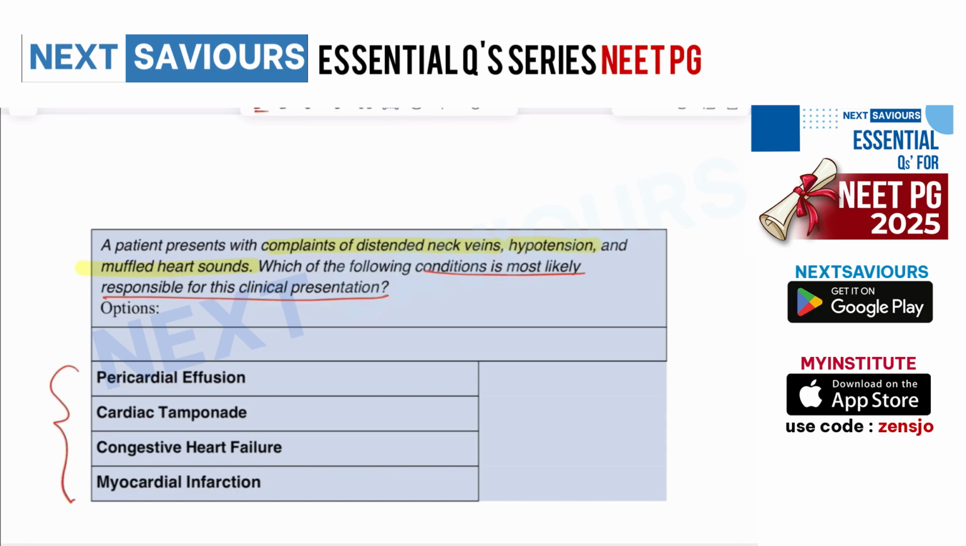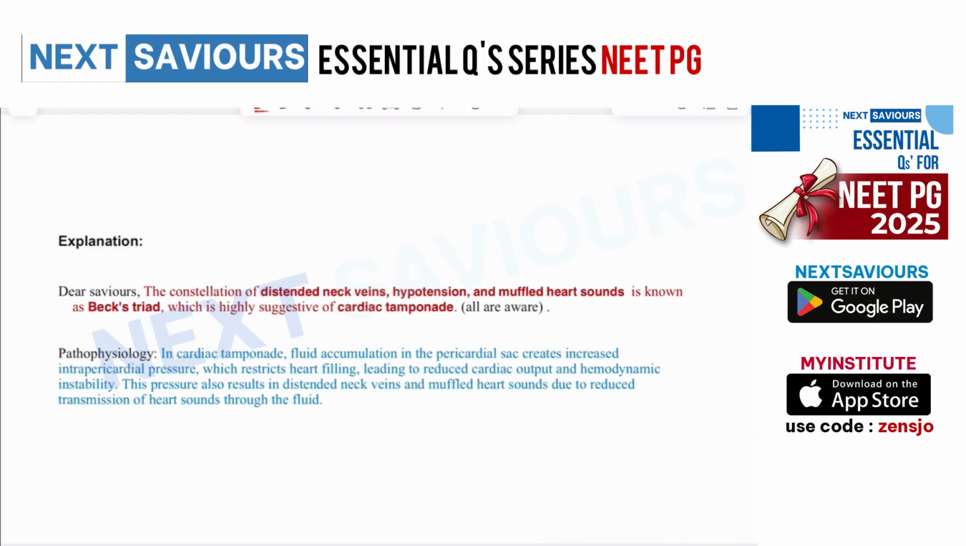Now, whatever the answer you have marked based on your knowledge, once you reach the explanation, this is how the explanation will be written. Dear Saviours, the constellation of distended neck veins, hypotension, and muffled heart sounds is known as Beck's triad. This question is asked almost every year in competitive examinations, and it is highly suggestive of cardiac tamponade. All of us are aware.